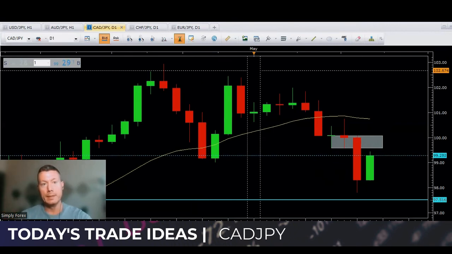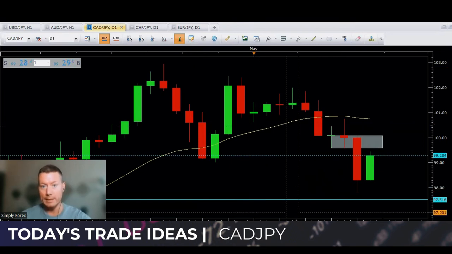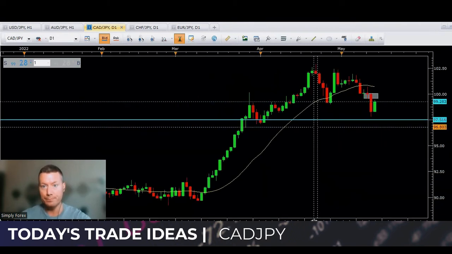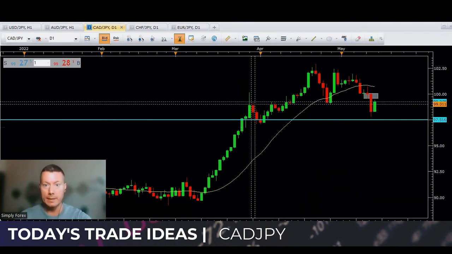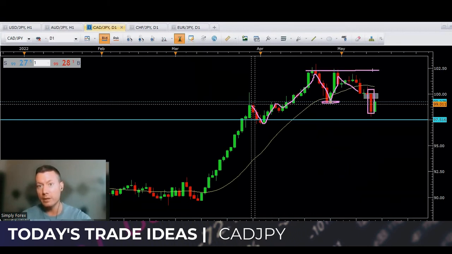All right, but yeah, I'm happy to trade this one, Canadian dollar against the Japanese yen. Again, similar scenario to all the other yen pairs. Yeah, in an uptrend. This low broke yesterday with this candle here. And again, as you can see, guys, it didn't form higher highs, which is always a good indication that the chart could be reversing.